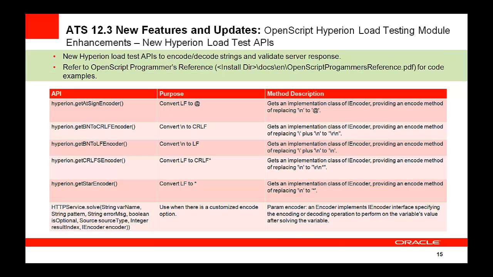Another enhancement we have made for the Hyperion module is we have added new APIs to encode and decode strings and validate server response. For example, the Hyperion.getAssignEncoder API can convert a line feed to an @ sign. Please refer to the OpenScript Programmer's Reference Guide for code examples.